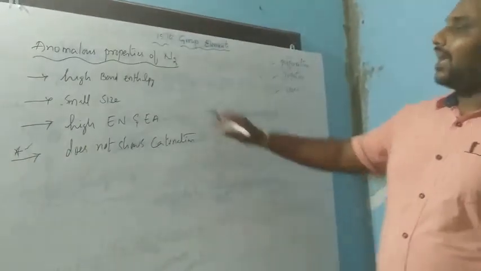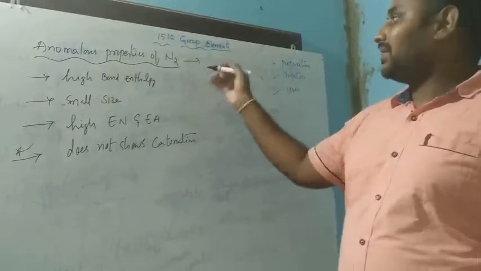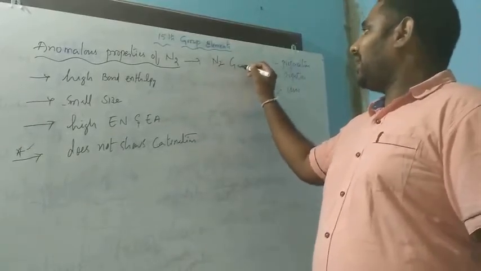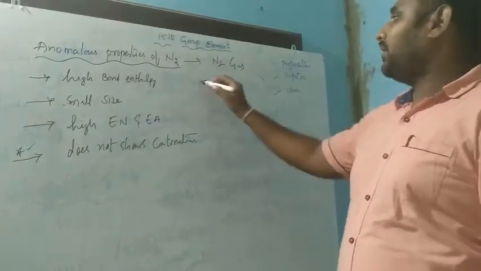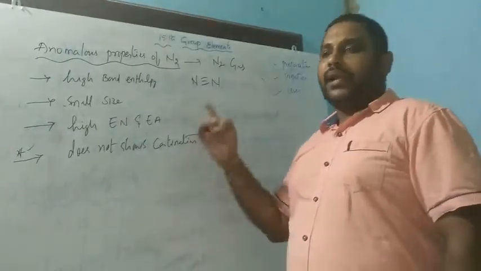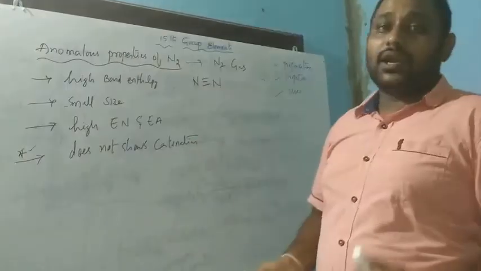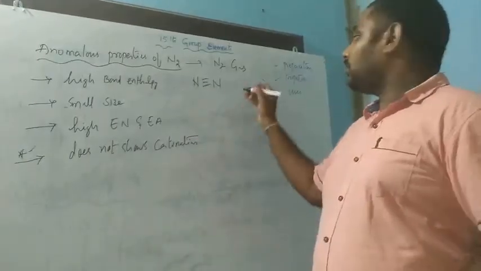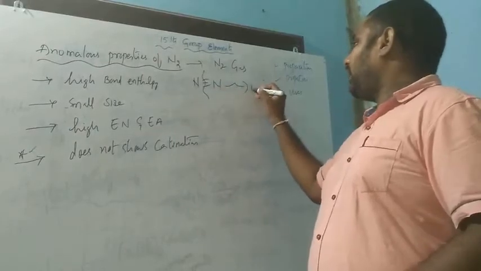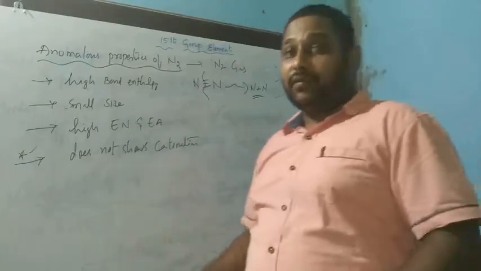Because of this high bond enthalpy: nitrogen exists as N2, a gas, that means N triple bond N. To break this triple bond, we need a high amount of energy. That is called bond enthalpy. If you break this, we get N and N. It is not possible because of the high energy required.